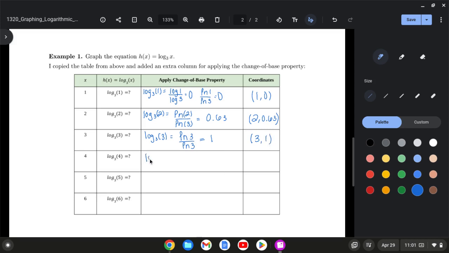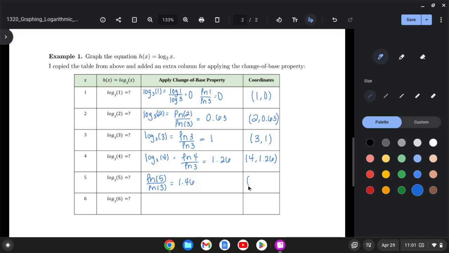Keep going. So log base 3 of 4. Change of base, we get natural log of 4 divided by the natural log of 3. And that is approximately going to evaluate to 1.26. So here we have the coordinates 4, 1.26. For log base 3 of 5, we have the natural log of 5 divided by the natural log of 3. And that is going to be approximately 1.46.